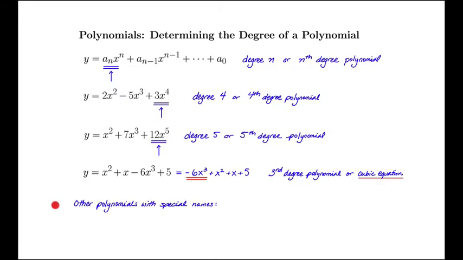Now there are a few other polynomials that have special names that we will need to be aware of. A second degree polynomial, one that has as its highest power x squared, is given the name of a quadratic equation. So most often we talk about quadratic equations instead of second degree polynomials. Another one is a first degree polynomial, something like x plus 2 or x minus 1. These polynomials are referred to as linear equations.